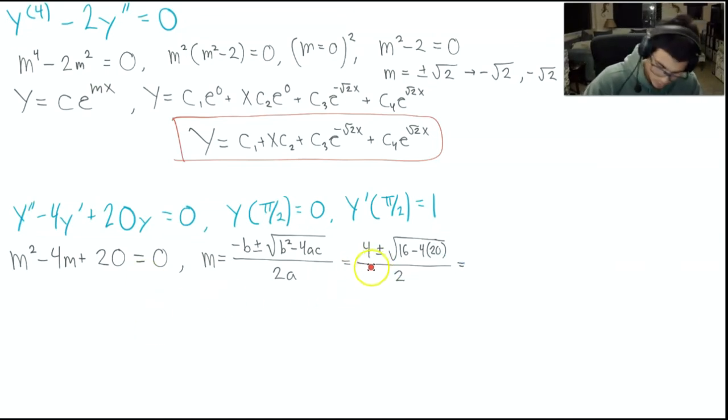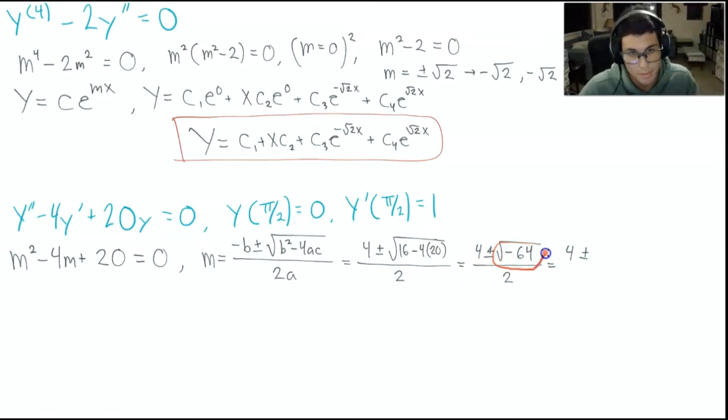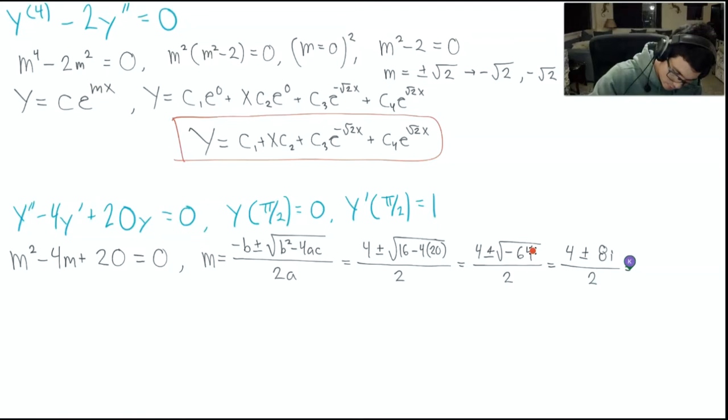Okay, well, let's simplify this a little bit more. 16 minus 80. I think it's actually negative 64 in there. Okay. Let's think a little bit more here. Well, this would be 4 plus or minus. Now, if there's a negative 64 here, this is going to be an imaginary 8. So 8i over 2. I'm going to write this simplified once more. It's 2 plus or minus 4i.